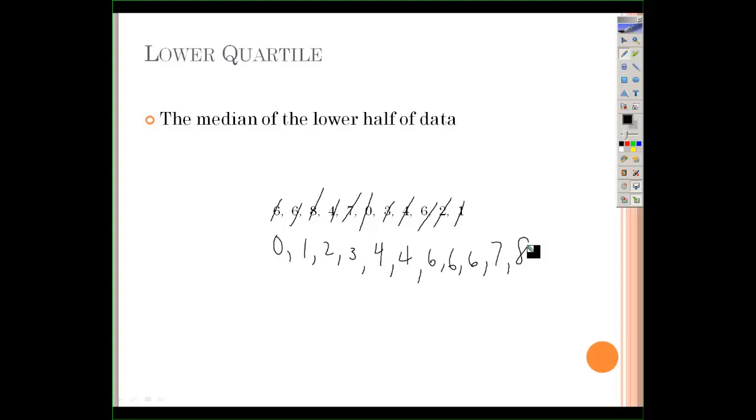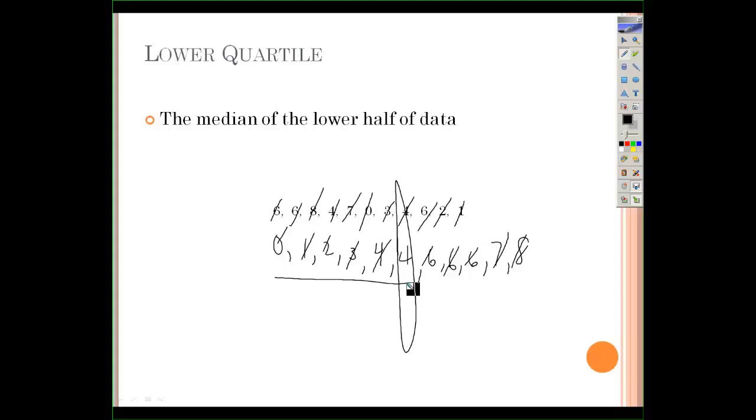Okay, so once I have my numbers in order, I need to find the median of the lower half of data. So the first thing I need to do is just find where the median is. I'm going to start crossing out numbers here really lightly. Okay, looks like the middle is at this 4. The median is at 4. But I don't really care about the median. I want to know the lower half of data. If the median is in the middle, I need to now just look at this lower half of data.